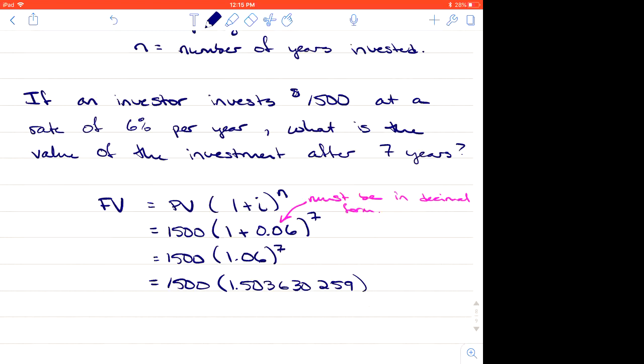And now we can multiply by the 1500, so times 1500. We get $2,255 and 44538 pennies, or roughly $2,255 and 45 pennies, rounding properly, because the 4 is followed by 5. 5 and above, we have to round up.